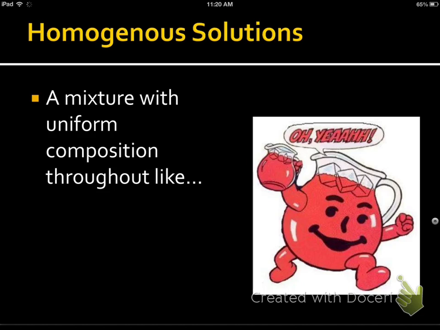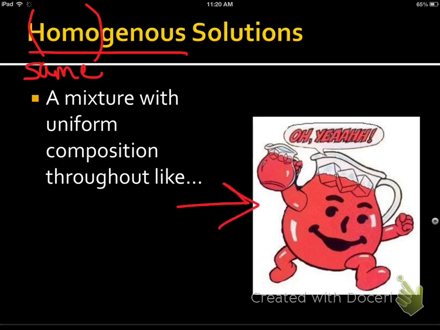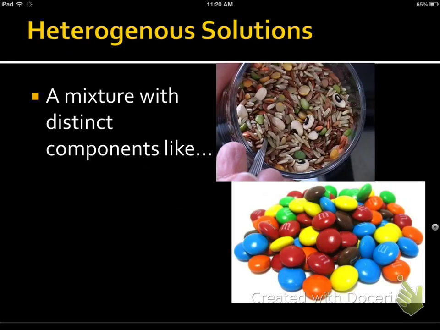All right, so now the two different types of solutions. We have homogeneous solutions, and then heterogeneous solutions. Homo, the root of itself, means same. So it is a mixture with a uniform composition throughout, like our favorite Kool-Aid. What this means is that no matter where you take a little sample of Kool-Aid from, it's going to be the same. It's going to be composed of the same things, no matter at what point in the pitcher you drink it.